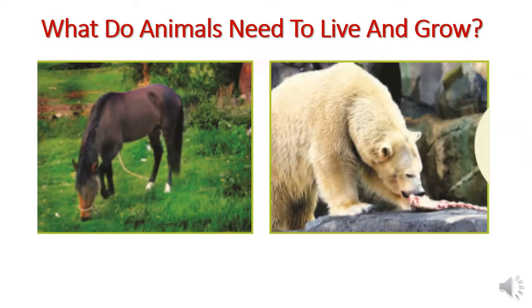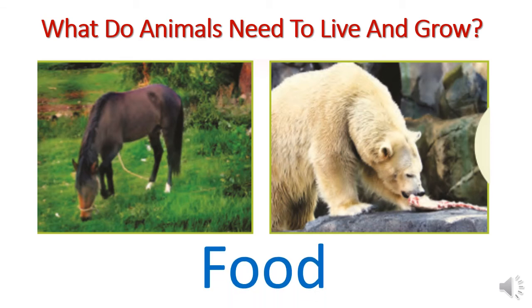Now, this is very important. What do animals need to live and grow? Try to look at the pictures well. What are the animals here doing in order to live? The horse is eating grass. The bird is eating meat. So, the animals, in order to live and grow, they need food. Excellent.